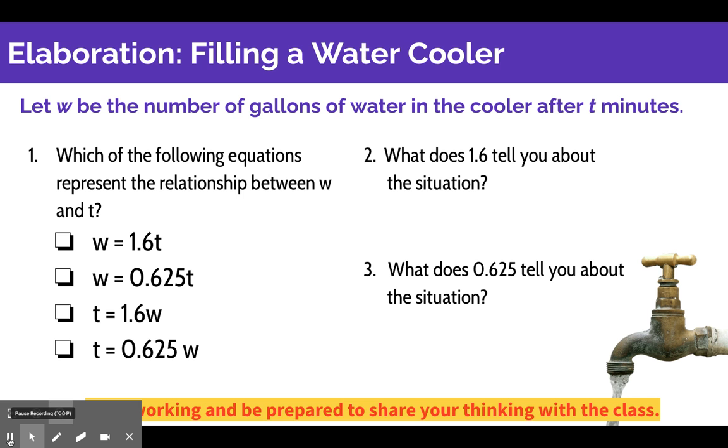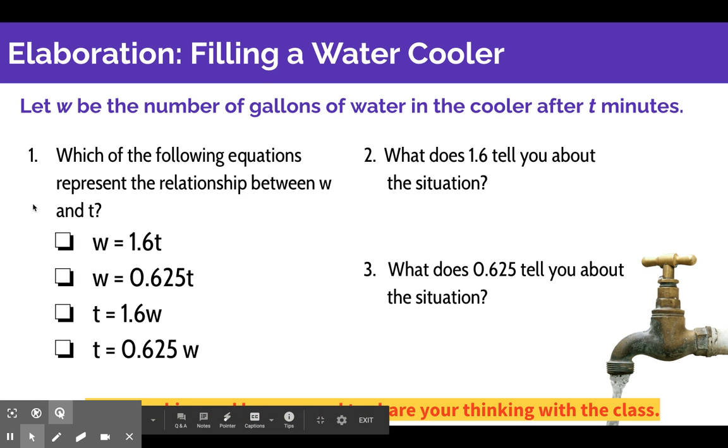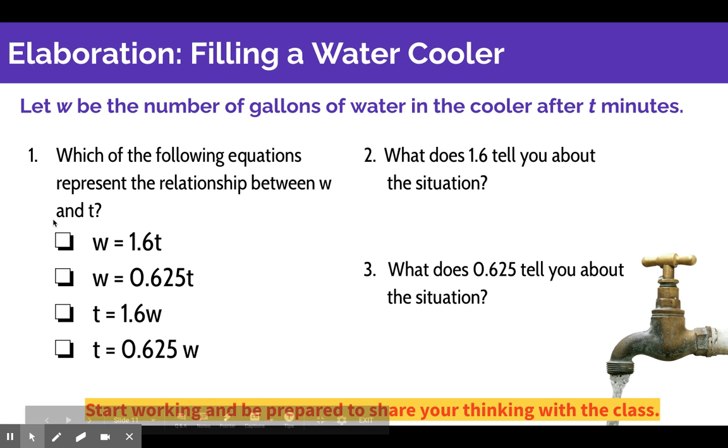So both W equals 1.6T, which was your first option, and T equals 0.625W, which was your last option, represent the relationship of W and T. Again, these are reciprocals of each other if you were to simplify 8 over 5 and 5 over 8. This first option and the last option were your answers.